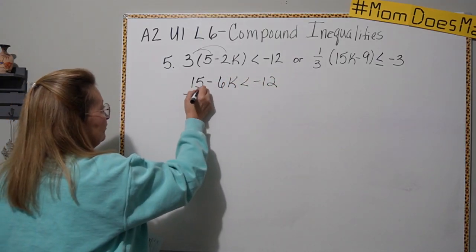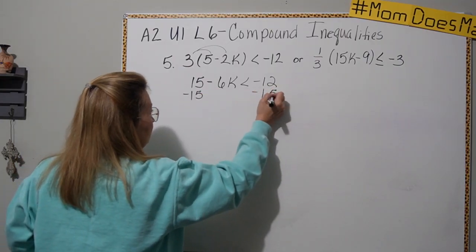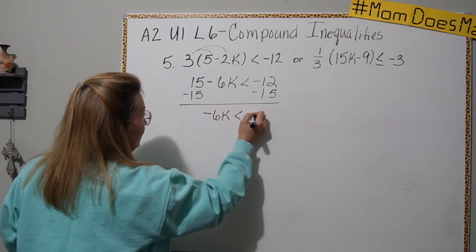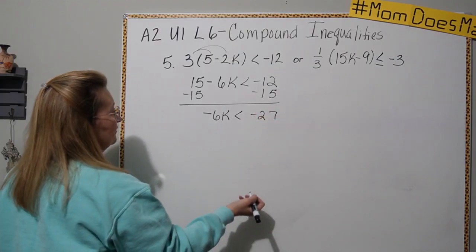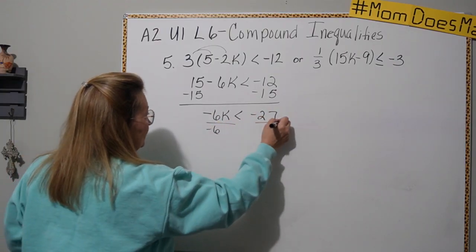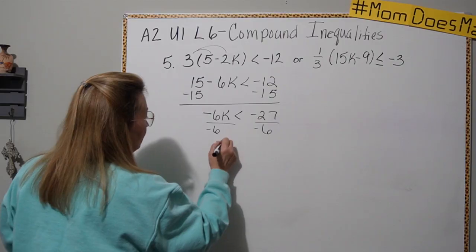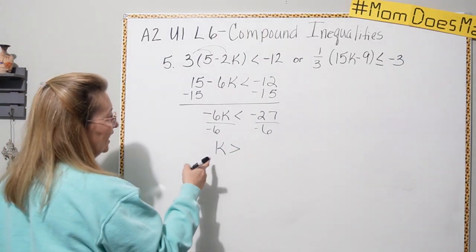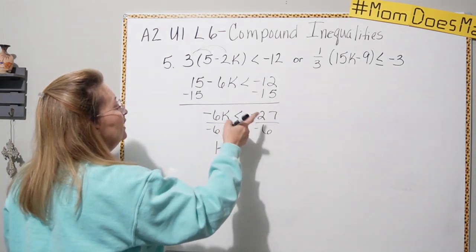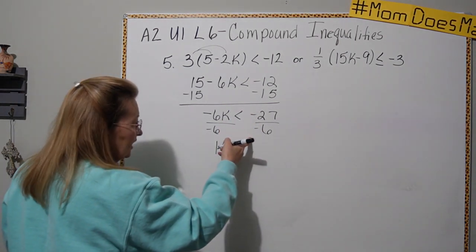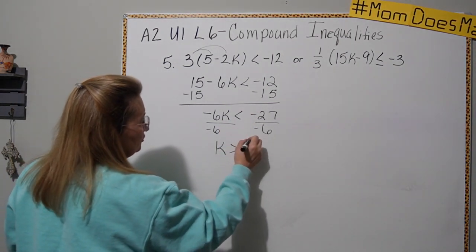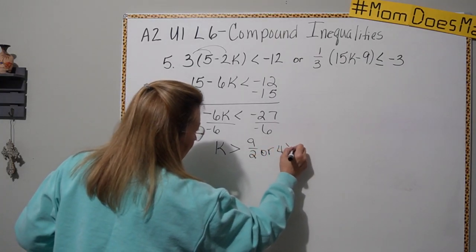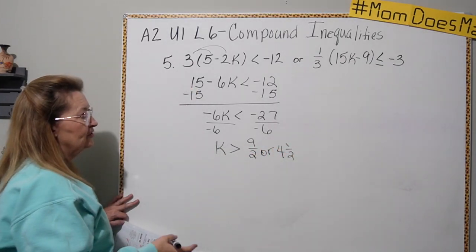Then we'll subtract 15 from each side. So now I have -6k is less than -27. Divide both sides by -6, being careful, because that means I have to flip my sign. All right, so now I have k is greater than. Negative over negative is positive, and this reduces down to 9/2, which is 4.5, because that's easier to graph.